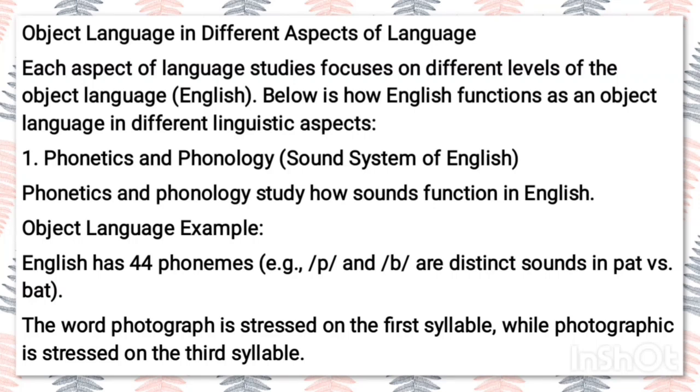Object language. First one is phonemes. In English, we have 44 phonemes, which are the distinct sounds that make up words. For instance, in the words pat and bat, p and b are distinct sounds that change the word meaning.